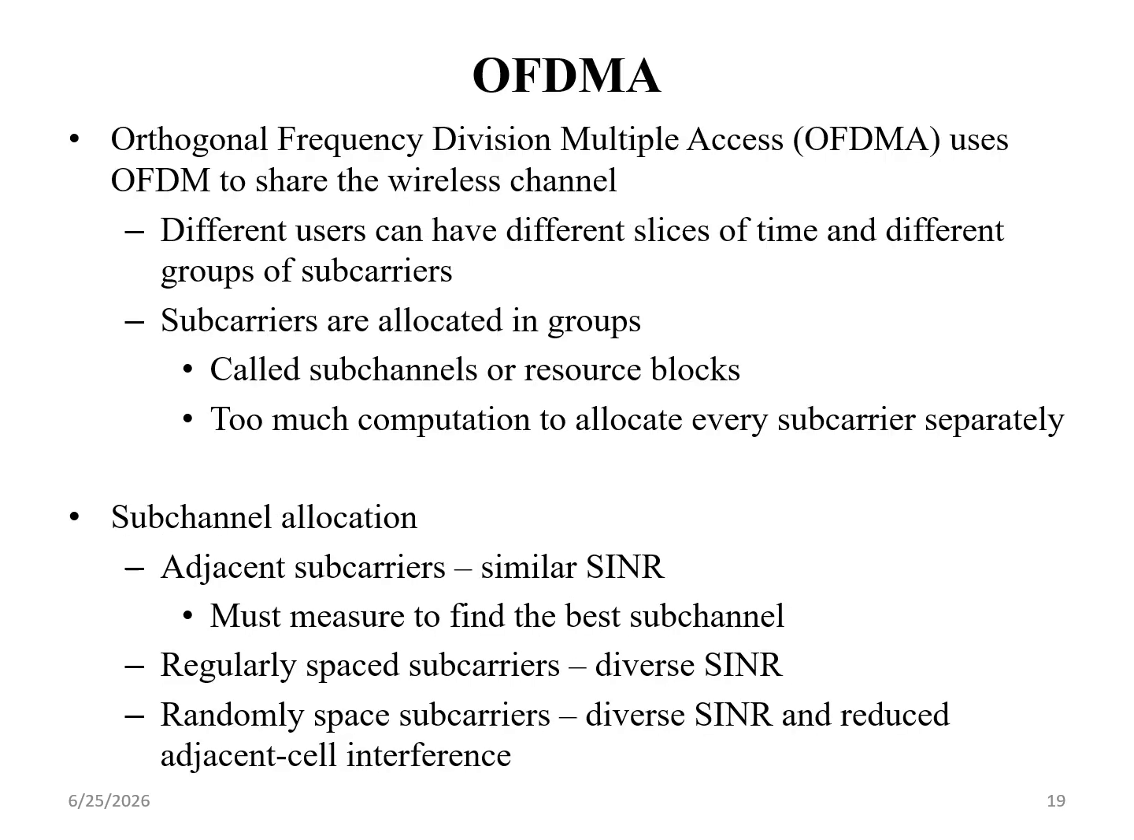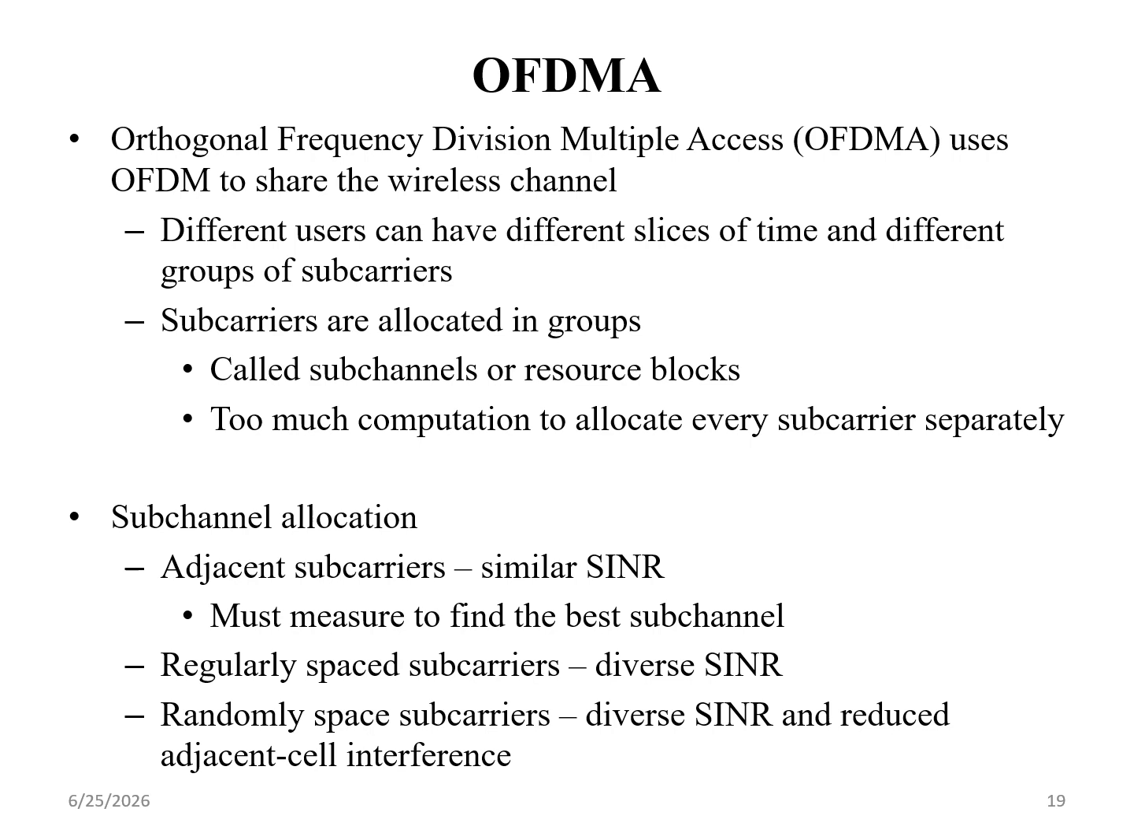OFDMA, orthogonal frequency division multiple access, uses OFDM to share the wireless channel. Different users can have different slices of time and different groups of subcarriers. Subcarriers are allocated into what are called subchannels or resources, because it is too much computation to allocate every subcarrier separately.